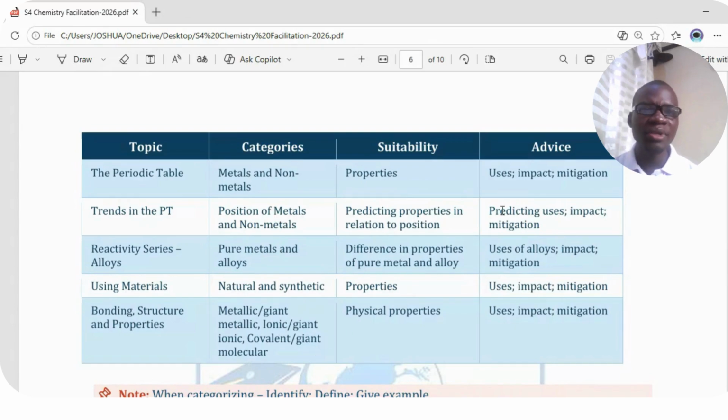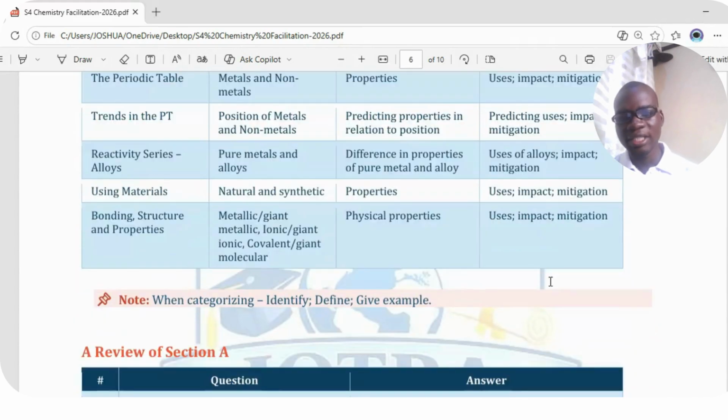That is that. Then for suitability, we always want properties. Here, predicting properties in relation to position. Then difference in properties of pure metals and then alloys for the case of this. Then properties for the case of materials. Then physical properties for the case of bonding, structure, and then properties. Advice, that one I've already taken you through how to handle it. So when categorizing for item 2, always identify or define. So after identifying the category, define or give a reason, then you give an example.